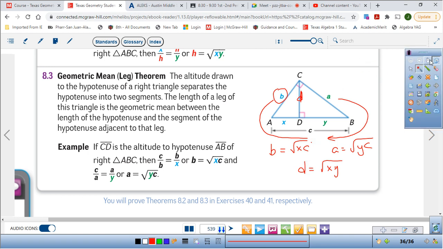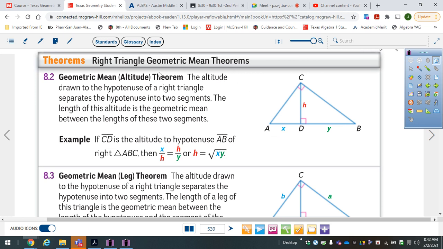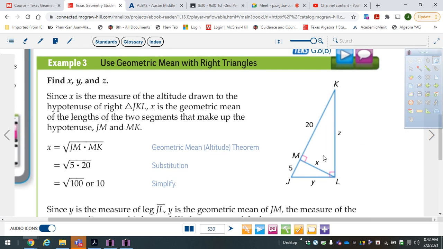Let's use that to our advantage. Keep this in your notes pretty quick. Geometric mean theorems. Let's go here and try some real quick. So here's my right triangle.